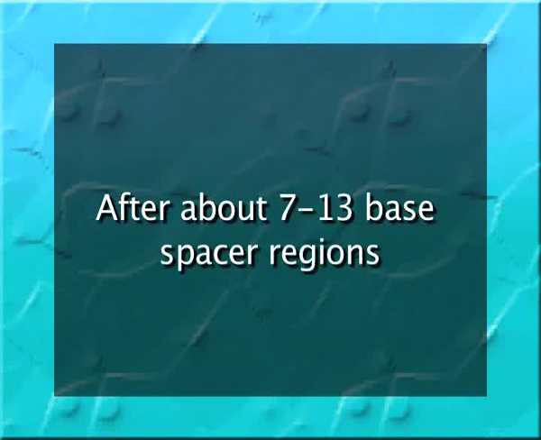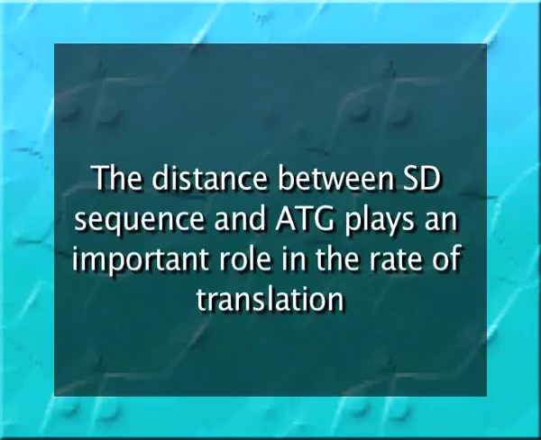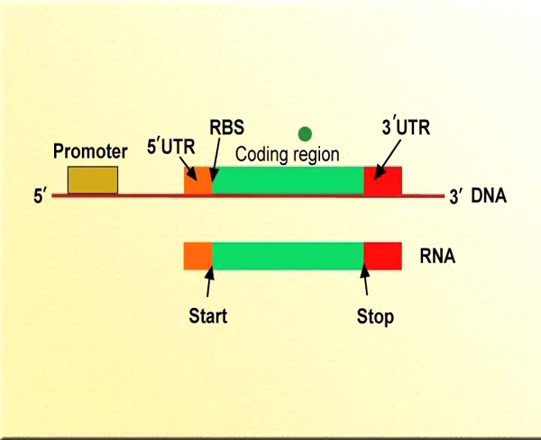After about 7 to 13 base spacer regions, the initiation codon ATG is present. The distance between the SD sequence and ATG plays an important role in the rate of translation. The initiation codon is followed by the coding region of the gene. The coding region is a continuous structure in prokaryotes, and a single open reading frame is present which ends in a translational stop codon.